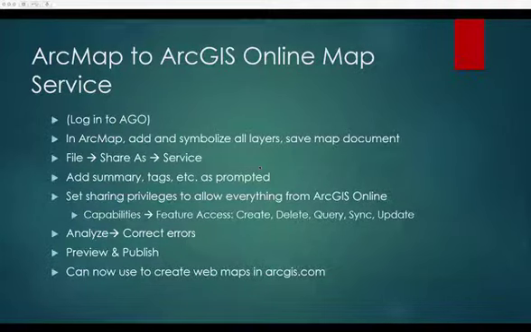I'll run you through the steps needed to use ArcMap to create a map service that you can then access from arcgis.com and use to create web maps, which will go into your story maps that you're working on. First, you need to have already logged into ArcGIS Online in ArcMap, create a map document, add and symbolize all your layers, format the legends, save the map document, of course, and then you'll go to File, Share As, Service.